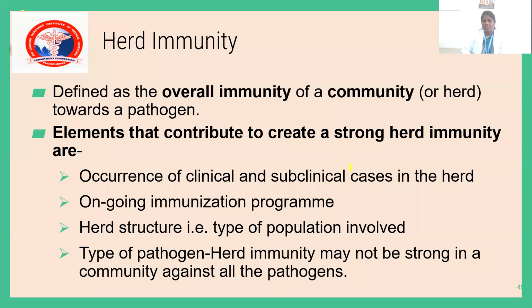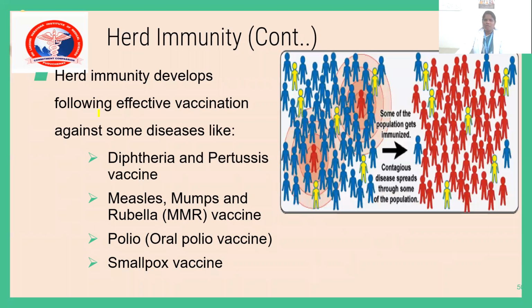What is meant by herd immunity? Herd immunity means the overall immunity of the community. If we immunize 60% of the population, because of herd immunity we expect 100% immunity in the community. Okay, so this is called herd immunity. We check whether effective vaccination has been achieved or not. If 60% are given immunization, the rest of the 40% get immunized because of this 60%.